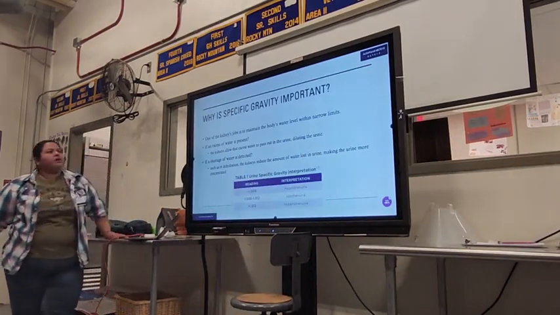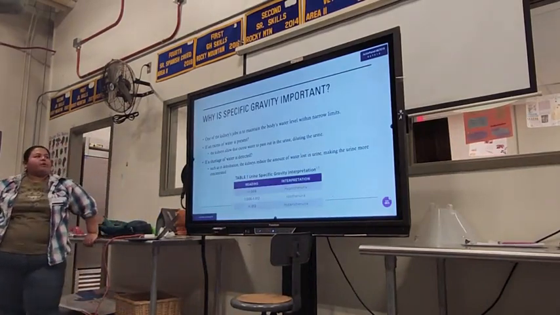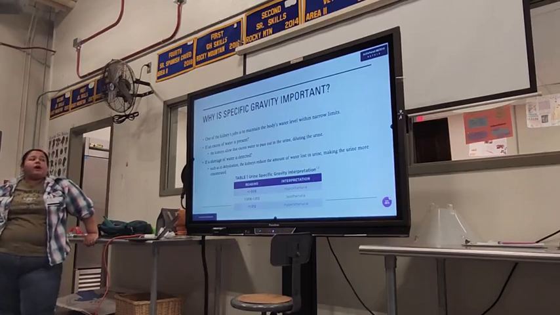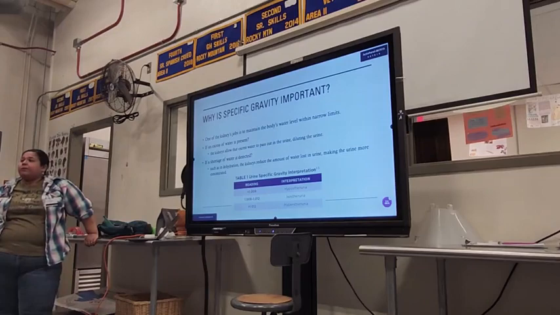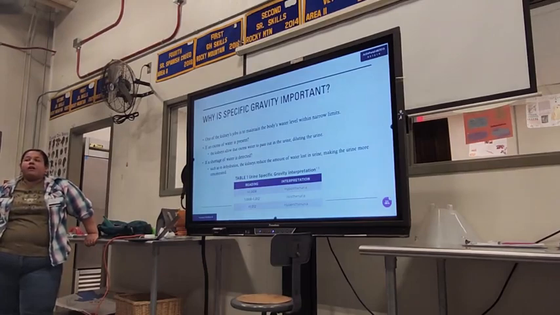Okay. So why is specific gravity important? Well, it tells us if the job that the kidneys are supposed to do is functioning. The kidneys are supposed to maintain the body's water level within a narrow limit, within the sweet spot, right? It's a very fine line what the kidneys do. So if anything falls outside of this area, then you can bet that something is wrong.